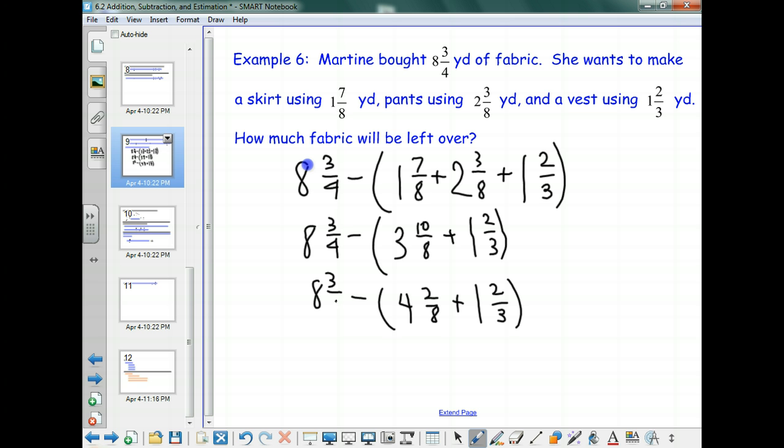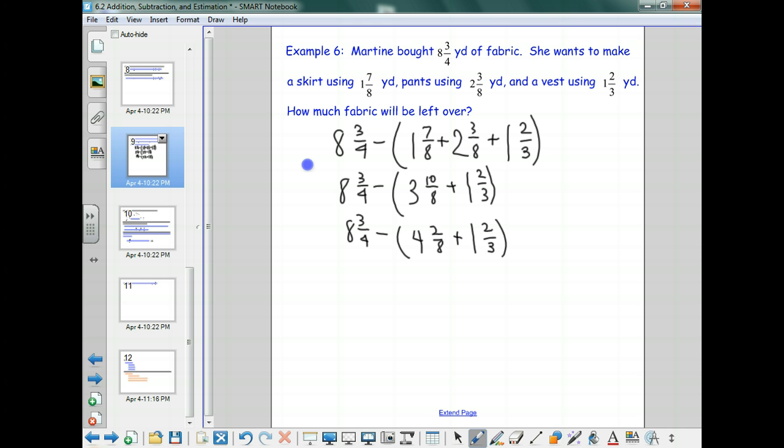Do I get to leave 2/8? Not today. Not tomorrow either. All right, so 4 2/8 is actually 4 1/4.